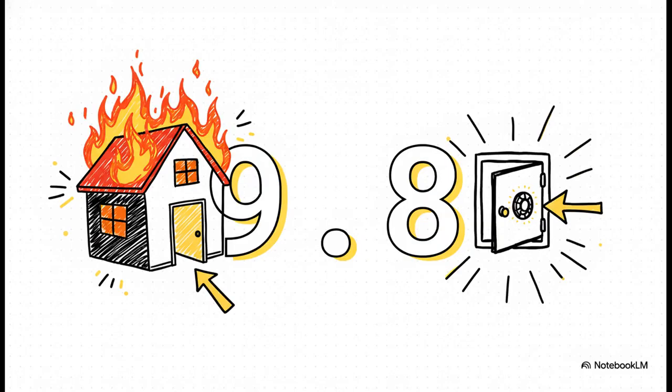When you see a score like this, a 9.8, critical, everything else stops. This is the all-hands-on-deck moment. This is the house on fire. This is the wide open front door with a neon sign pointing to the safe. This becomes your number one priority, period.